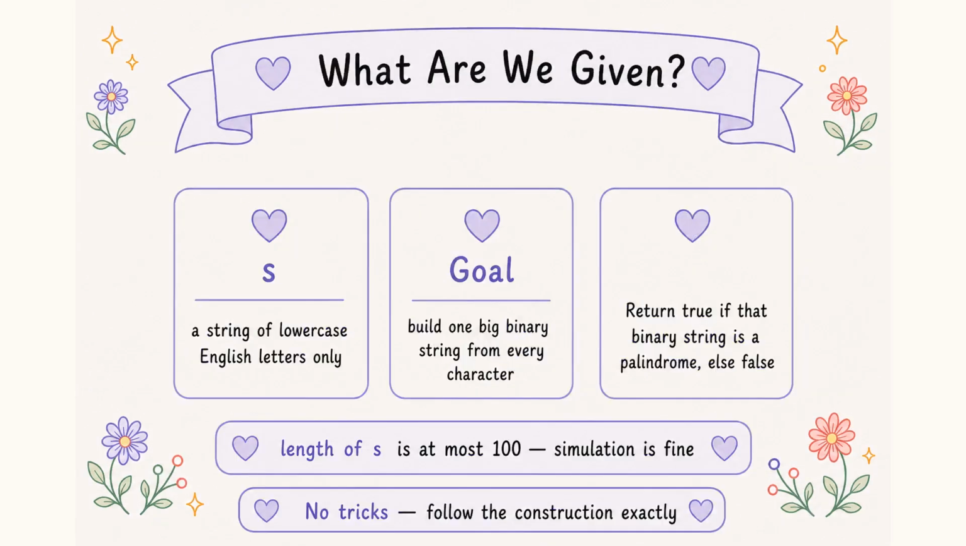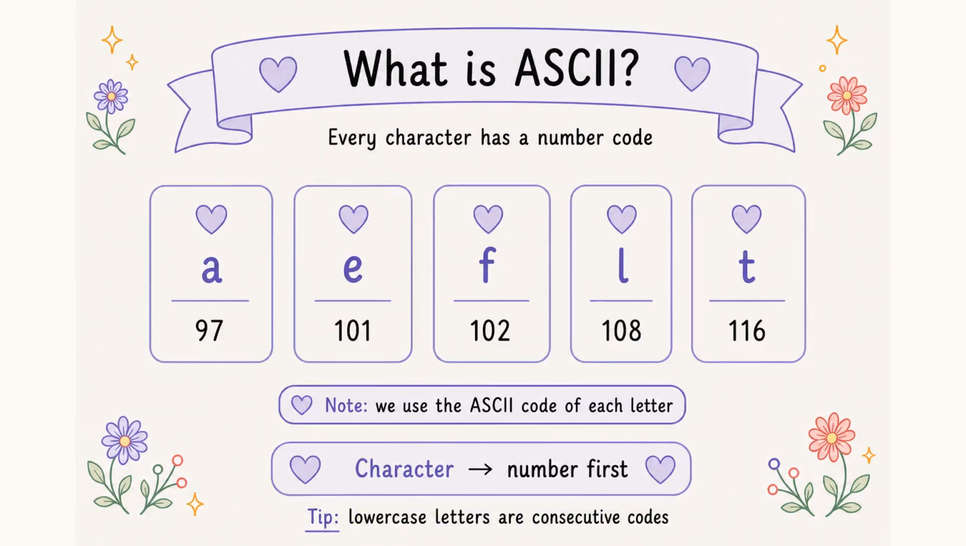What are we given? A string S of lowercase English letters only. We must build one binary string from every character, then return true if that binary string is a palindrome, otherwise false. The string length is at most 100, so a direct simulation is perfectly fine. What is ASCII? Every character has a number code. For example, a is 97, e is 101, f is 102, l is 108, and t is 116. First step for each letter, turn the character into its ASCII number.